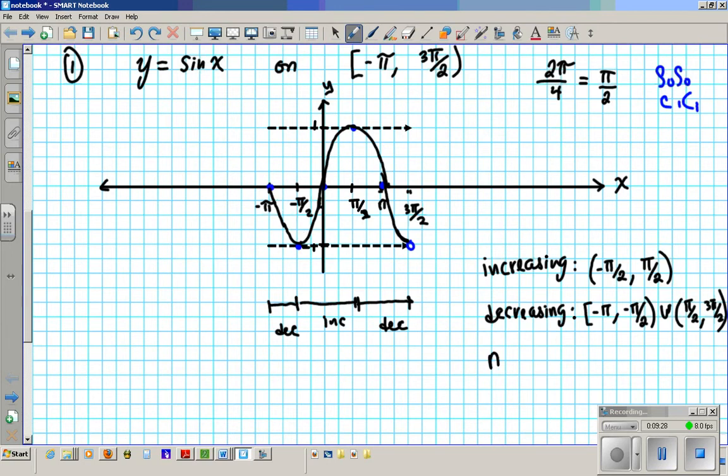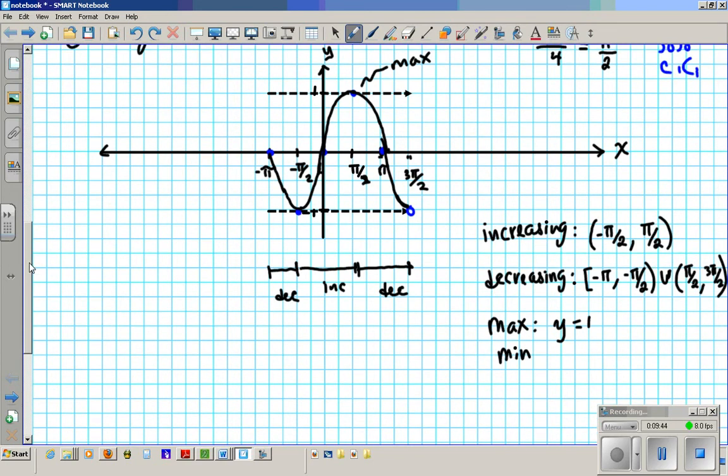So you have a max. Your maximum is this right here, y equals 1. There goes your max. And then this is not a min because it's open, but hey, this is a min right here. So your minimum is negative 1. Minimum is y equals negative 1. Alright? So that's all I need for today.